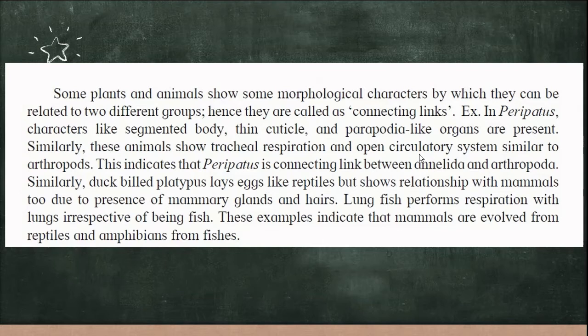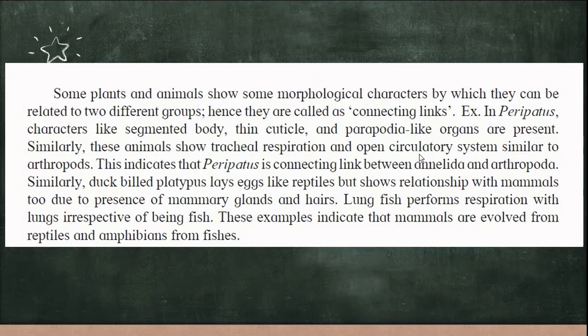Similarly, you can take another example, the duck-billed platypus. This duck-billed platypus lays eggs like reptiles. Now see, a crocodile also lays eggs, so reptiles lay eggs. It shows a relationship with mammals due to the presence of mammary glands and hairs on the body. So the duck-billed platypus shows both things. It is a connecting link between reptiles and mammals. Why reptiles? Because it lays eggs like reptiles, whereas it has mammary glands and hairs, which show the characteristics of mammals.